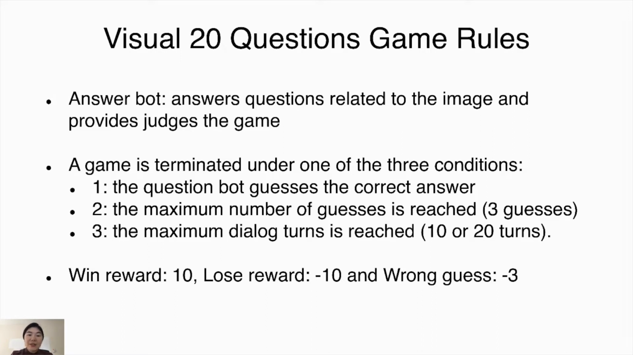We also designed the reward so that if you win, you get 10 points. If you lose a game, you get -10. If you make a wrong guess, you get -3 points. So this is now a perfect simulated setting in which we can test our reinforcement learning algorithm to obtain an optimal decision-making process.